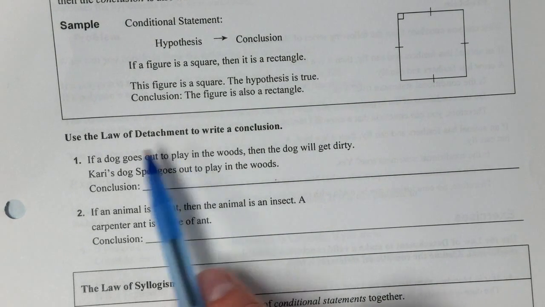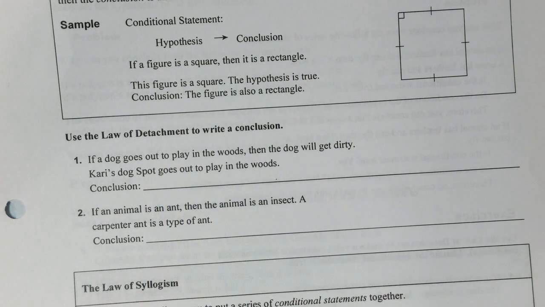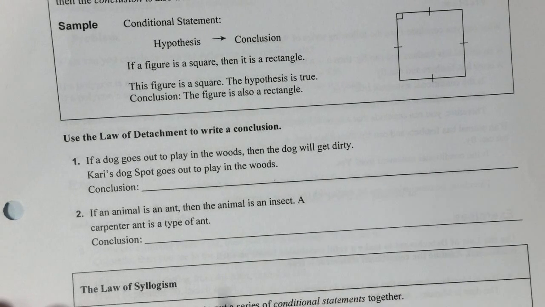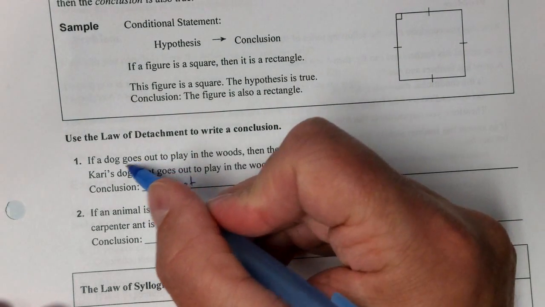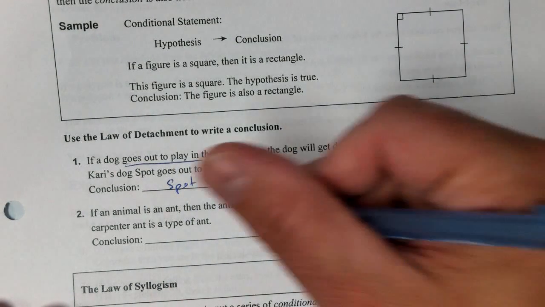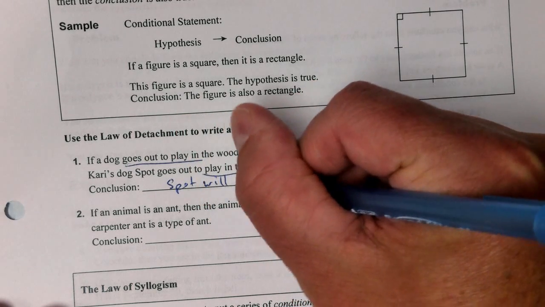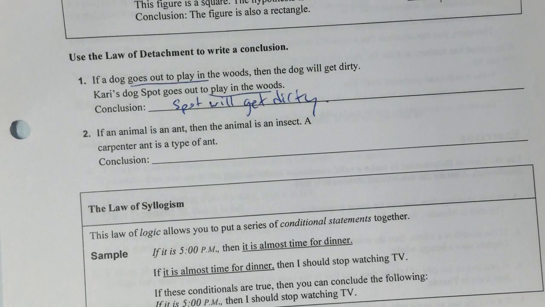So now, again, we're going to use the law of detachment. And on these, assume the first part is true. If a dog goes out to play in the woods, then the dog will get dirty. Carrie's dog, Spot, goes out to play in the woods. So Spot will get dirty. So basically, this part matches this part. That matches. So Spot will get dirty. That's your law of detachment.